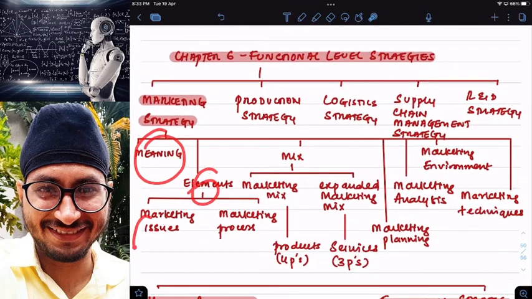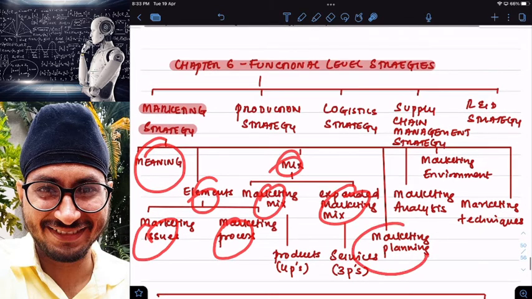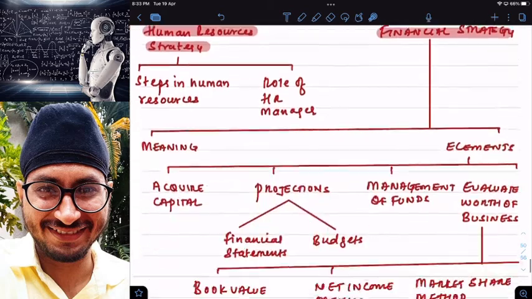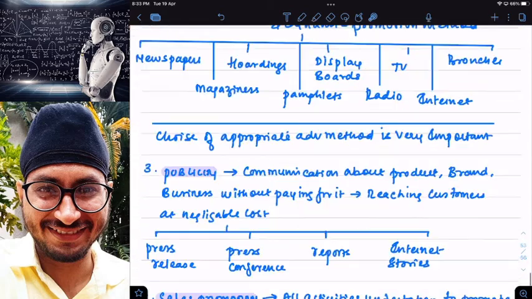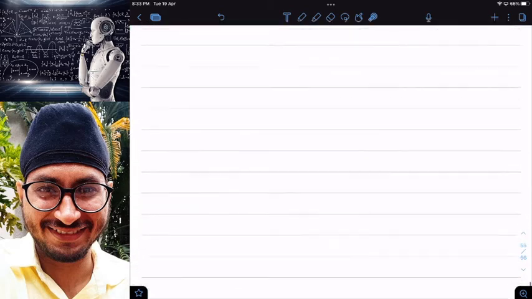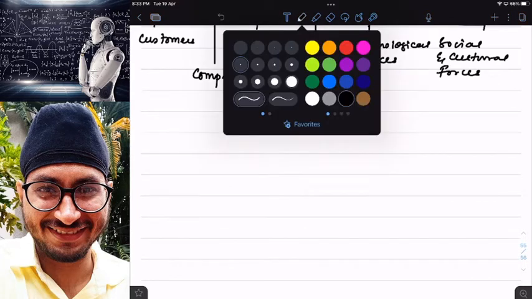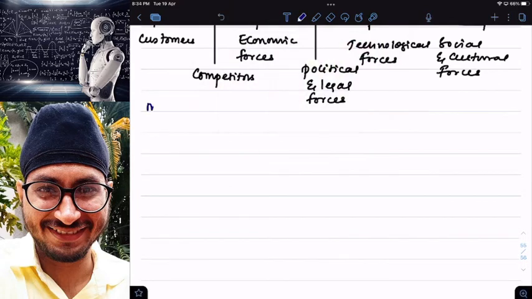the elements, issues and process, marketing mix, expanded marketing mix, marketing planning, marketing analysis, marketing environment. Then we have marketing techniques. Next concept we have is marketing techniques. Very important for theory also, MCQs also.